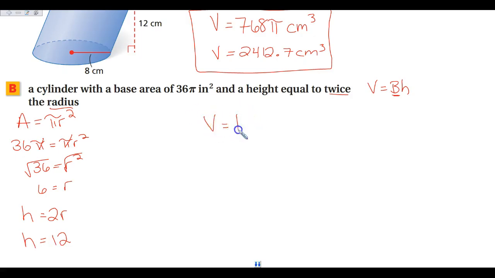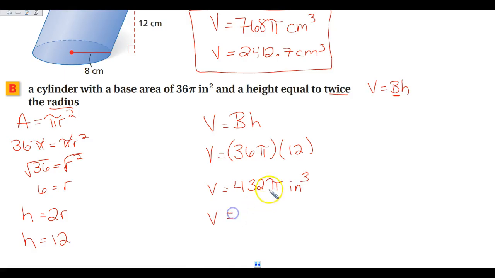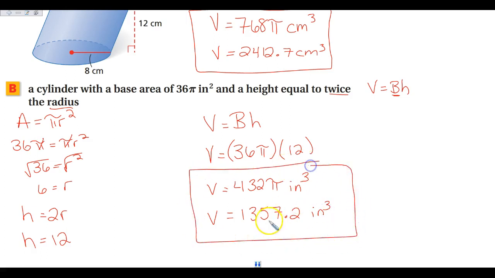So now our volume formula is area of the base times height. Because again, I'm going to use this one because they already gave me area of the base. So it's going to be 36 pi times the height, which is 12. So I'm going to do 36 times 12, and I'm going to get 432. Then that'll be times pi, and we're in inches, so it is inches cubed. And then when I multiply that out, I'm going to get 1,357.2, and again, that is inches cubed. So there is my answer in terms of pi and to the nearest tenth.